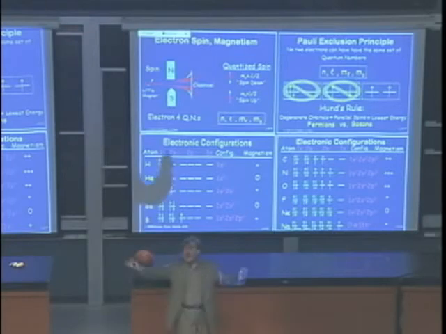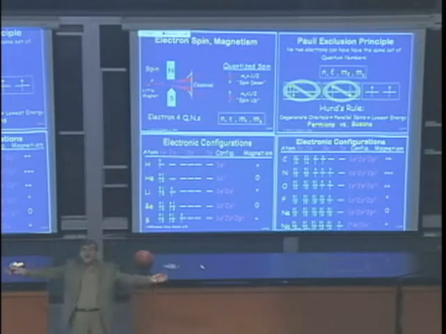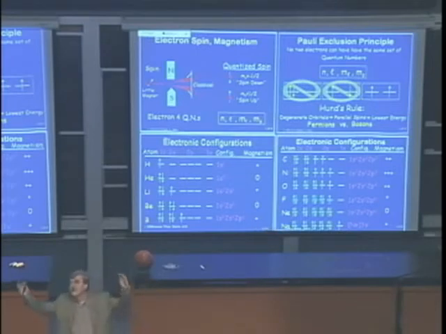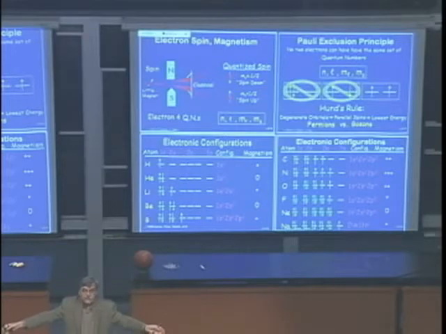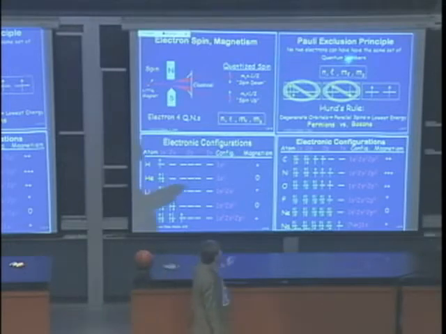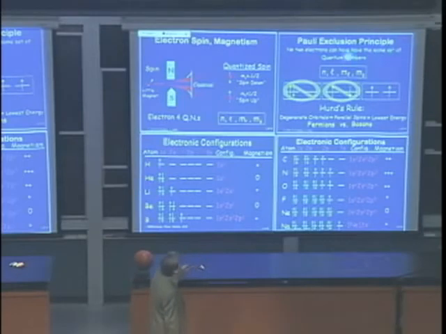So if, for example, 2p, how many total p orbitals do we have? 3. How many total electrons? 6. How many total d orbitals do we have? We are now in 3. 5. How many electrons? 10. Okay? That's what Pauli's principle says. No two electrons can have the same set of quantum numbers.